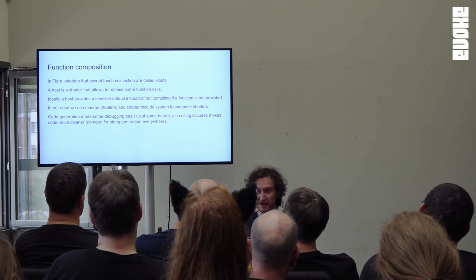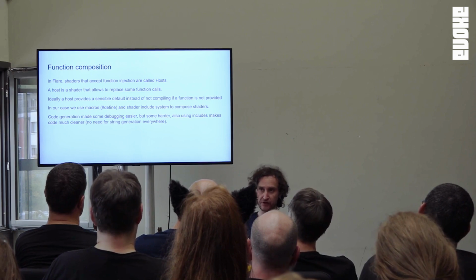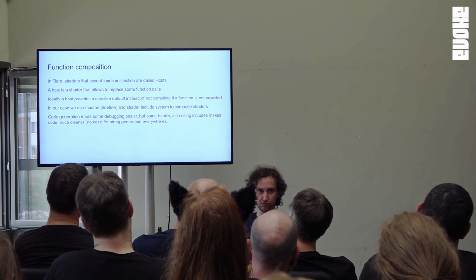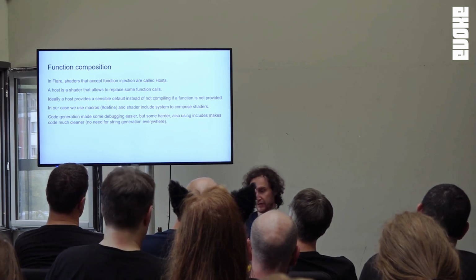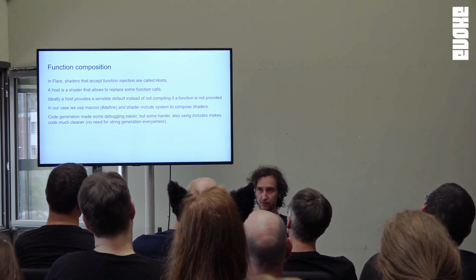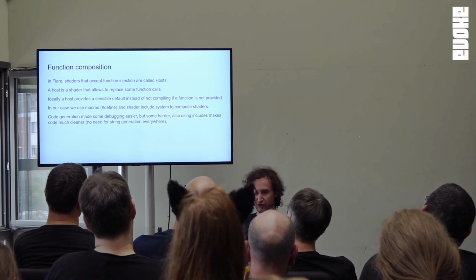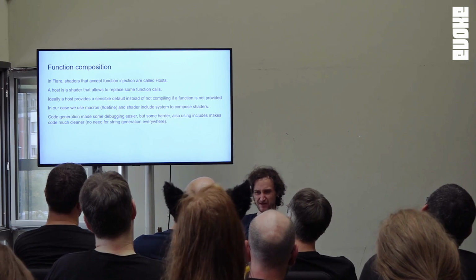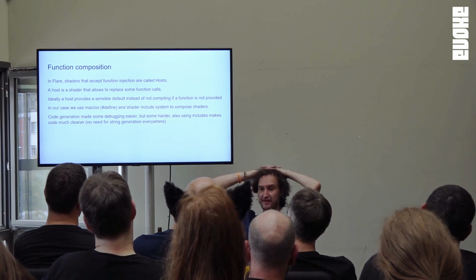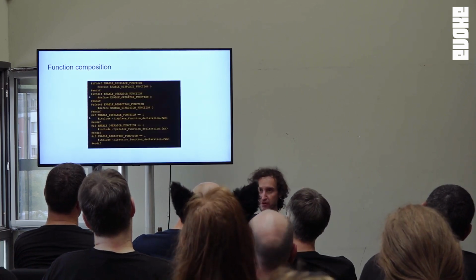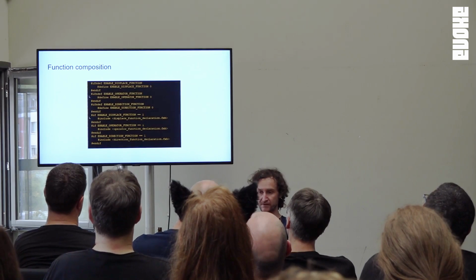We use macros in our case, shader include, to compose shaders. You could do code generation, but we found include was better. It's more reliable, and both versions are legit. You can use whichever you want, but I found code generation made debugging really complicated. Include makes the code much cleaner because you just write your stuff.